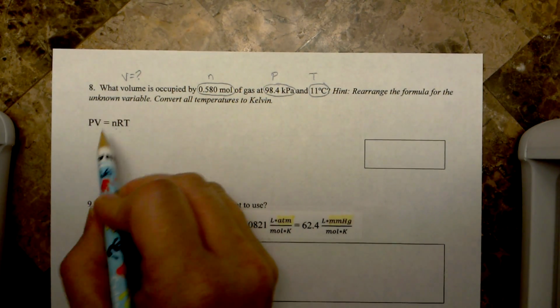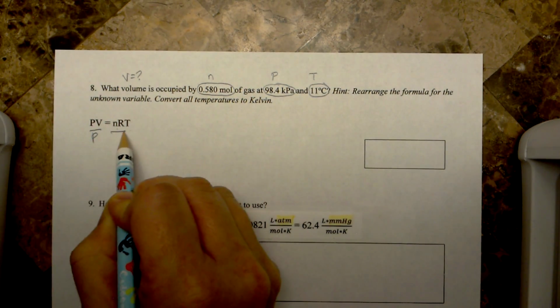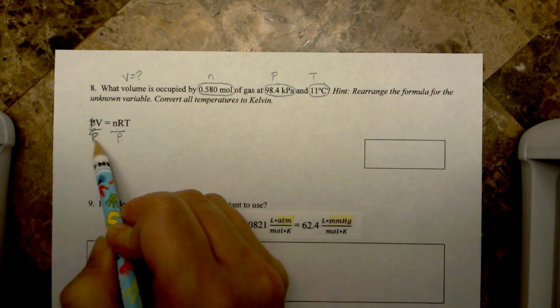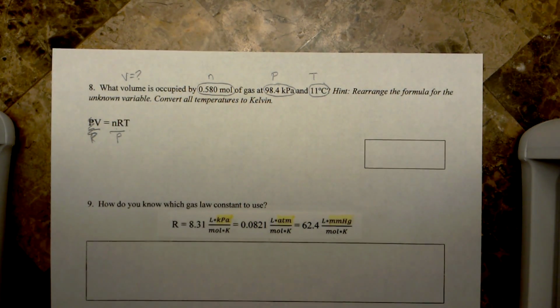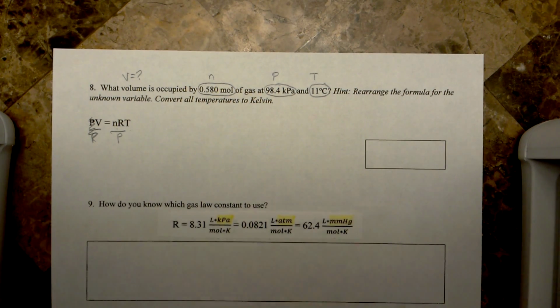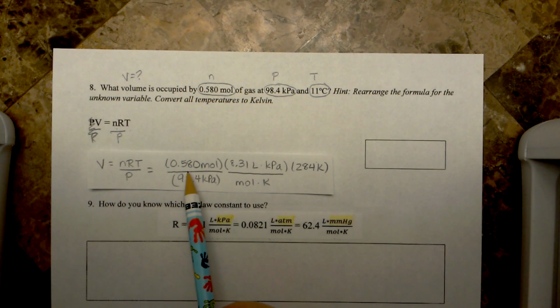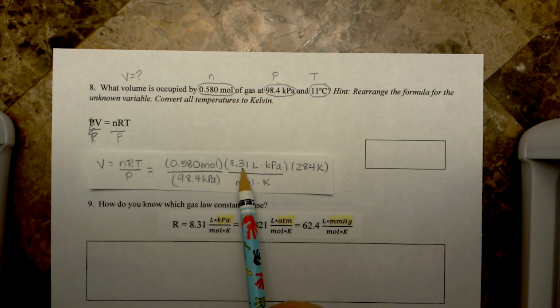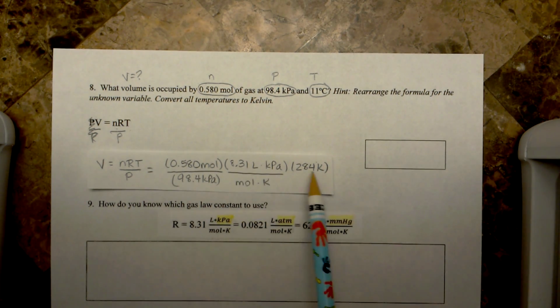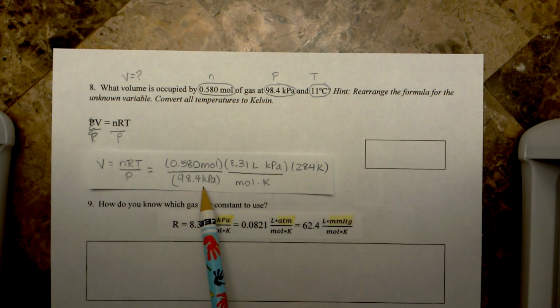So we need to rearrange it for volume. We're going to divide both sides by pressure. That way these guys cancel. And so now we're going to plug in all of the information into that formula. N is moles, R is 8.31, and remember R has units. It's liters, kilopascals per mole, and Kelvin. Temperature is here, and then divide by pressure.